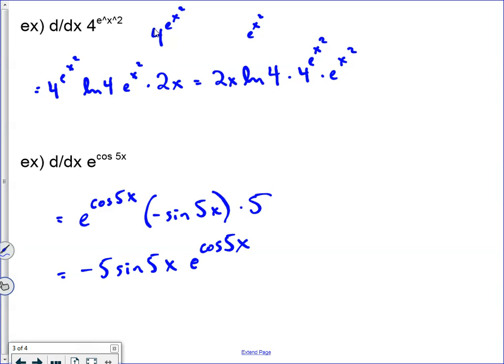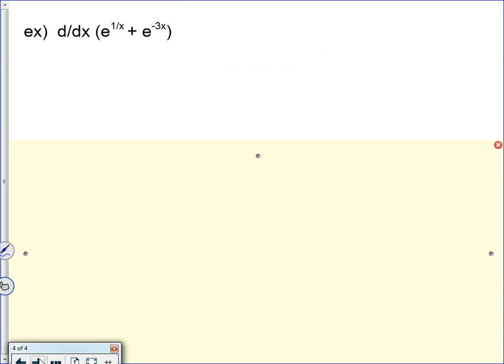All right, one last little page to look at. A little side note for you: you can have negative exponents. It's okay because it's an exponential function, not a power function. So we have e to the 1 over x and e to the negative 3x.